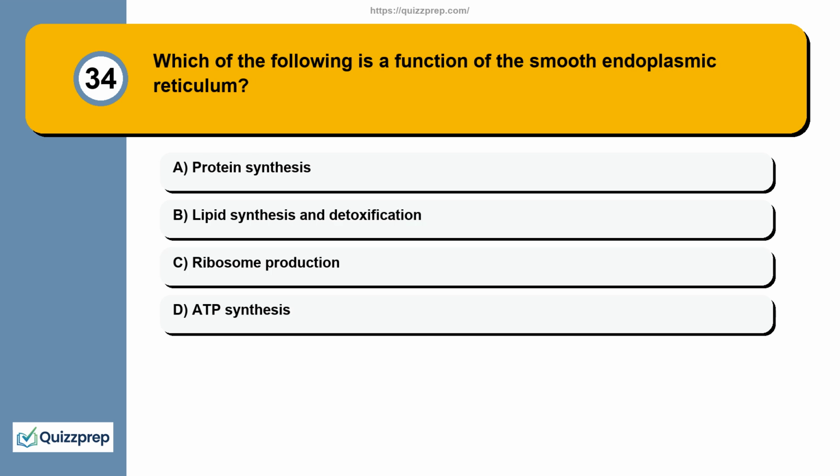Question 34. Which of the following is a function of the smooth endoplasmic reticulum? Protein synthesis, lipid synthesis and detoxification, ribosome production, ATP synthesis.